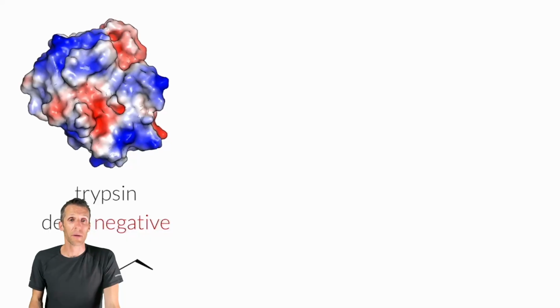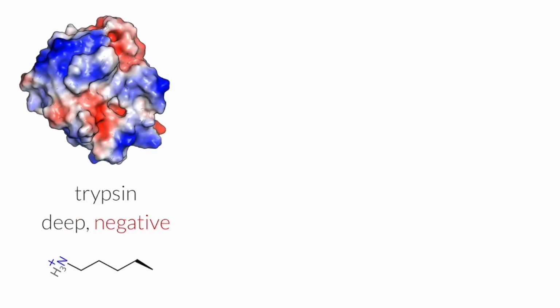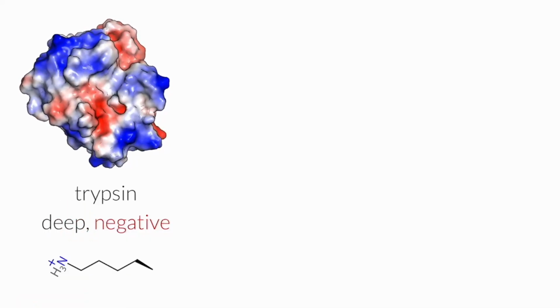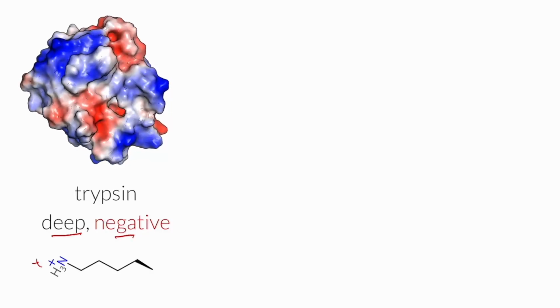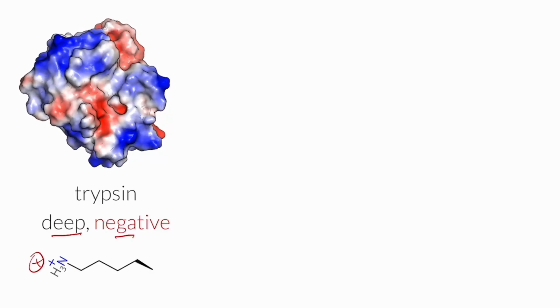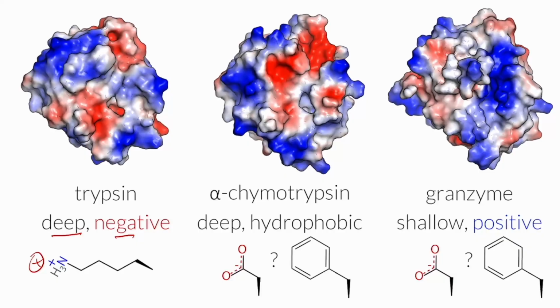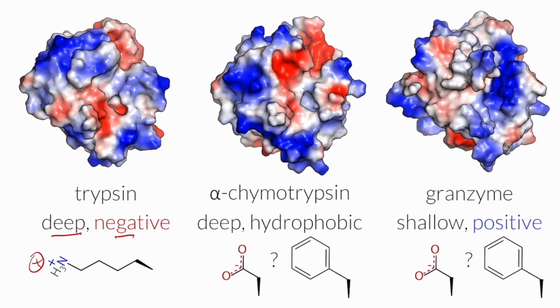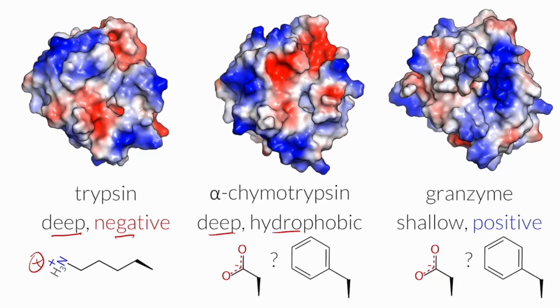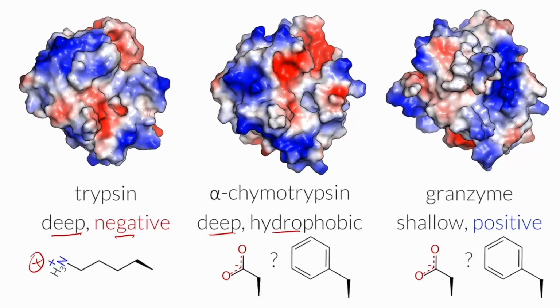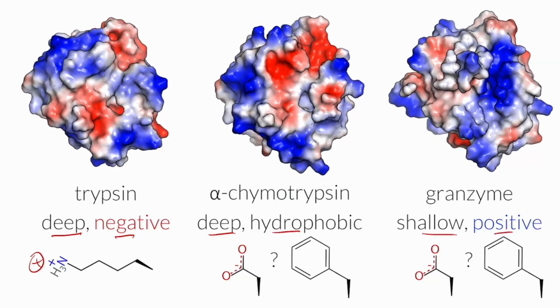So I'm showing that here schematically. I'm going to make myself disappear again. So trypsin has a deep negative pocket, and it binds to a positively charged lysine. Let me show you two other proteases in the same orientation. Chymotrypsin, which has a deep hydrophobic pocket, and a molecule called granzyme, which has a shallow positive pocket.